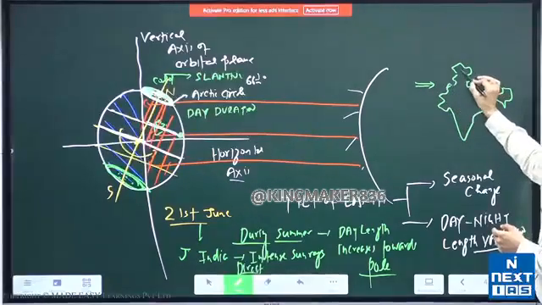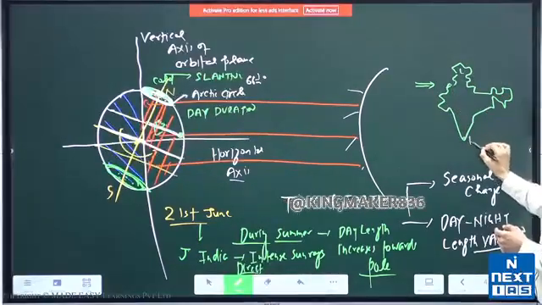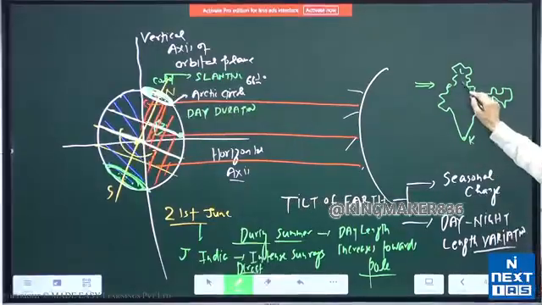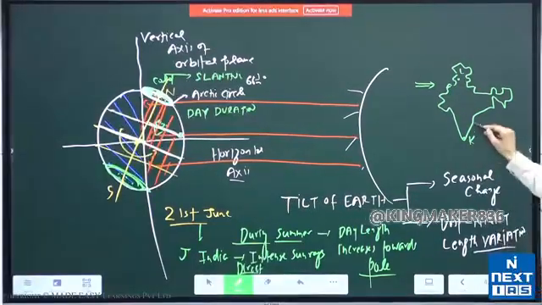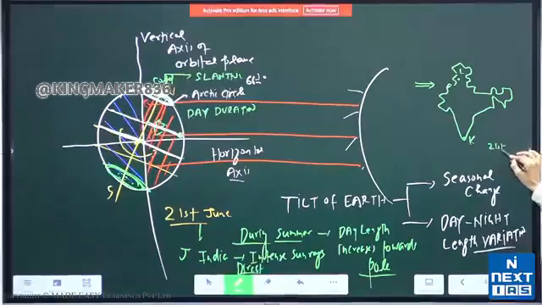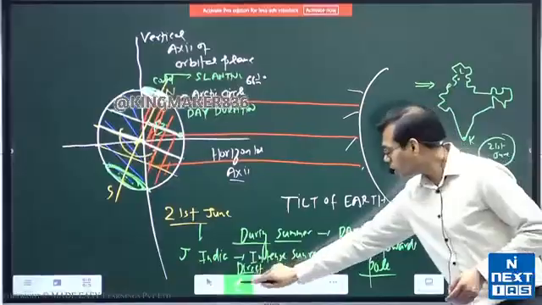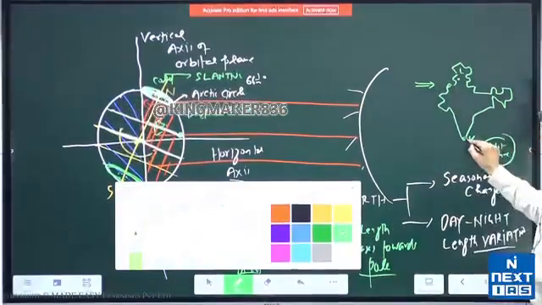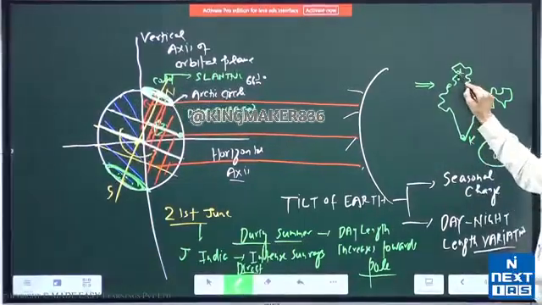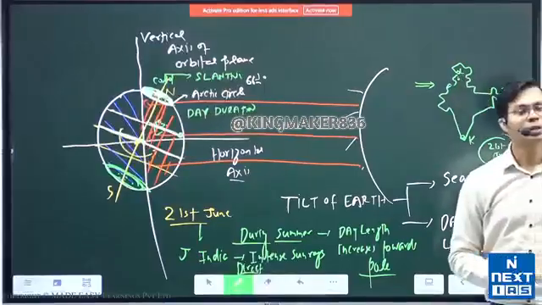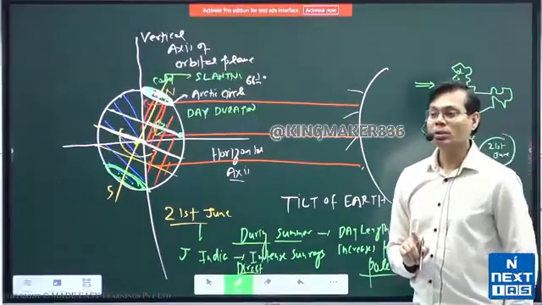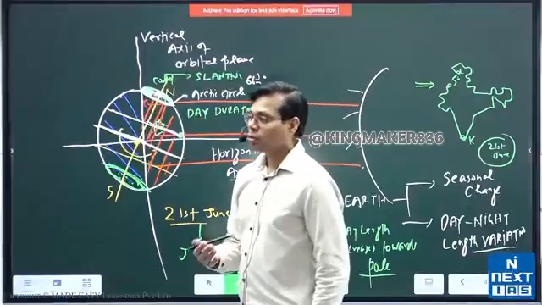Suppose we are in Ladakh, or we want to go to Kanyakumari side, or we are in Srinagar area. It is June month going on, 21st June. What is your idea? Day length will be more in which area? Day length will be more at Kanyakumari or in Srinagar or Ladakh area? Ladakh area. Day length will be more here.